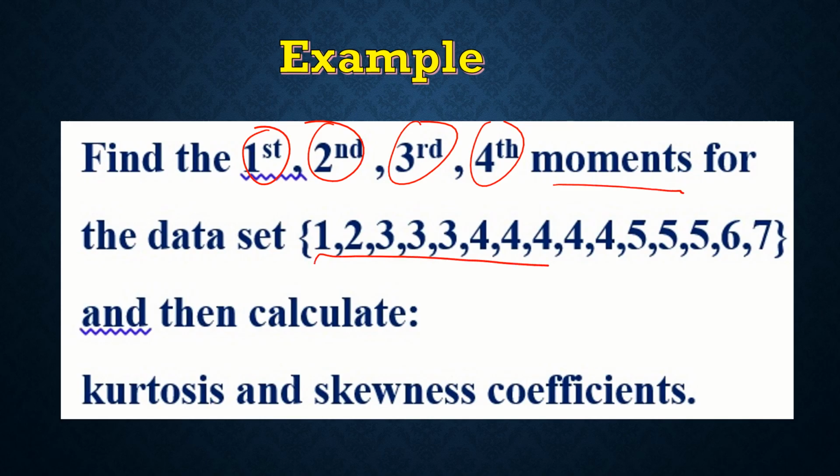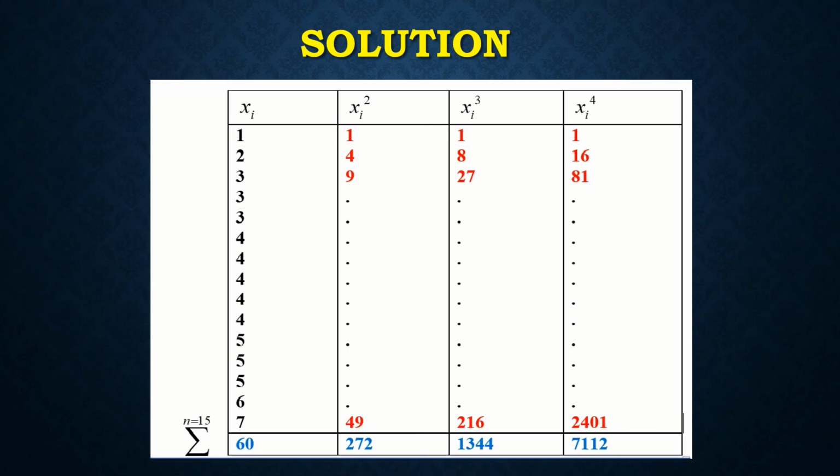For this dataset, 1, 2, 3, 4, 5, 6, 7, 8, 9, 10, 11, 12, 13, 14, 15, N equals 15 is the sample size. And then we can calculate the skewness coefficient.